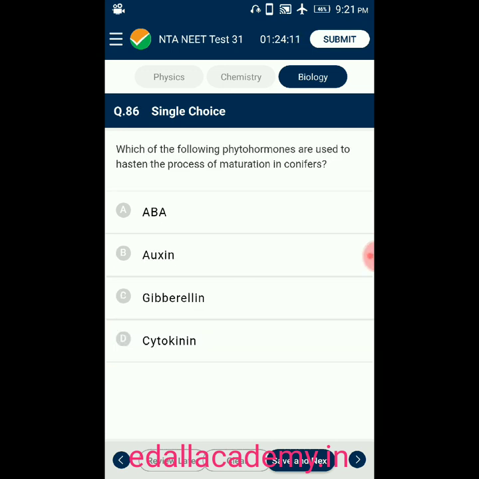Question number 86. Which of the phytohormones are used to hasten the process of maturation in conifers? Gibberellin is one of the growth hormones which promotes growth by inducing elongation in the axis of the plant. It has effects like longer leaves, long internodes, etc. Spraying juvenile conifers with gibberellic acid hastens the maturity period, thus leading to early seed production. So the answer for this question is option C, gibberellin.